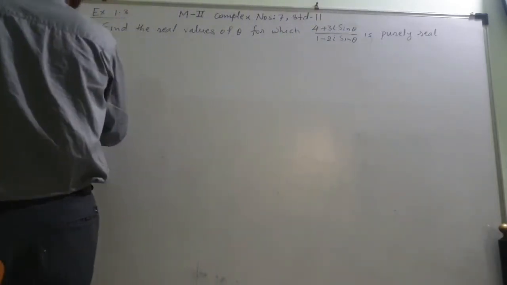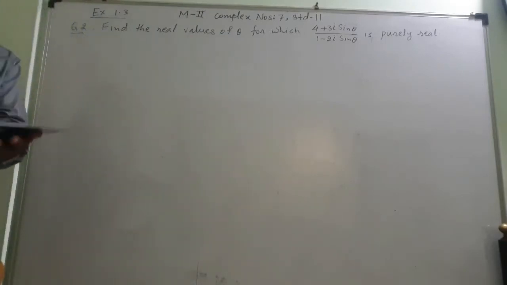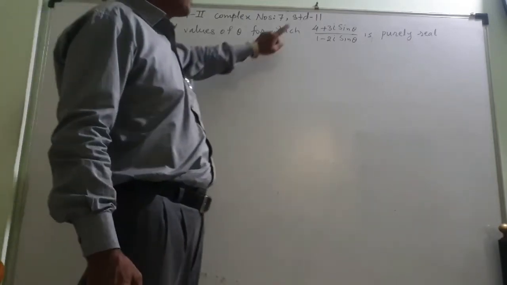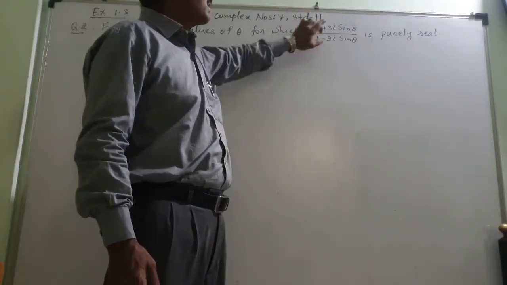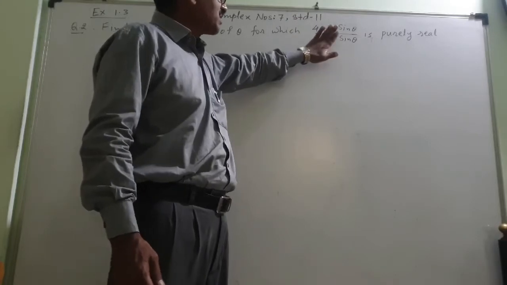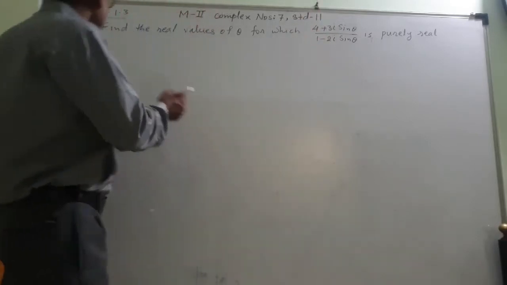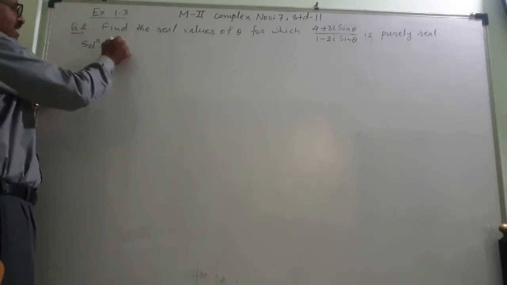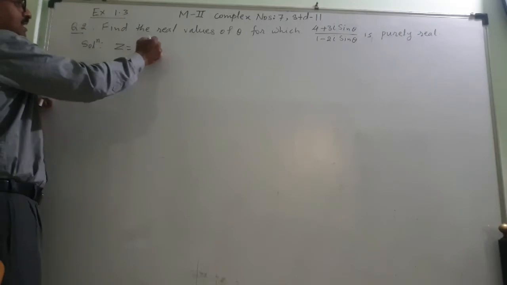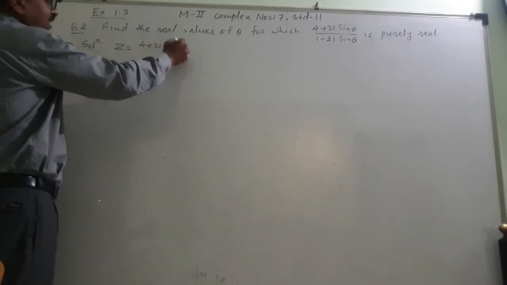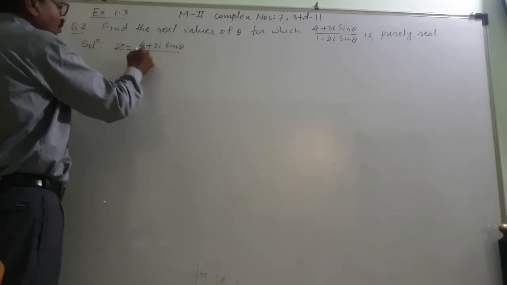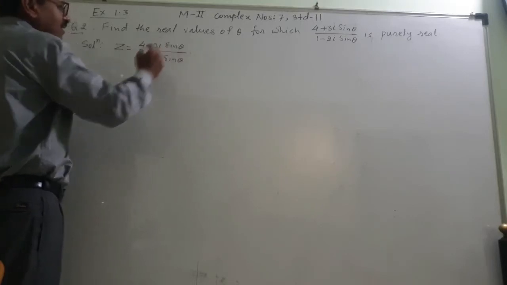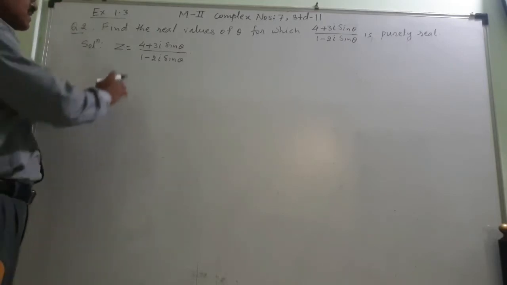So, what is purely real? Purely real means only numbers like 4, these i numbers are not there. But first of all, I will simplify this. Solution: here z equals (4 + 3i sin theta) / (1 - 2i sin theta). This I have to simplify, so I will rationalize it.